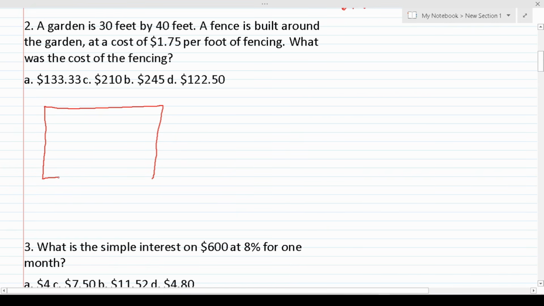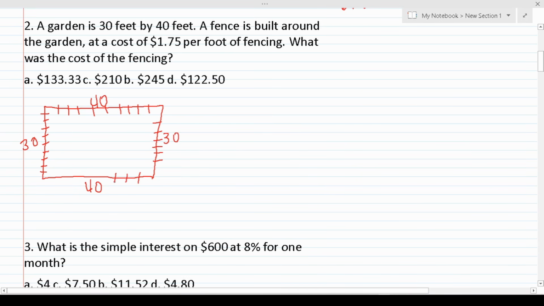I'm just going to make a little diagram since it's helpful to always do so. We're told the garden is 30 feet by 40 feet, so we know it's going to be a rectangle, which means that this is going to be 30 feet, and this is also going to be 40 feet. And in this case, what we're trying to do is place a fence along the perimeter of this rectangle.